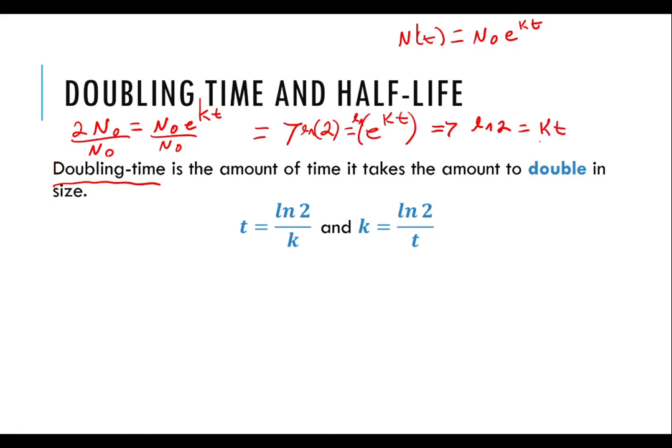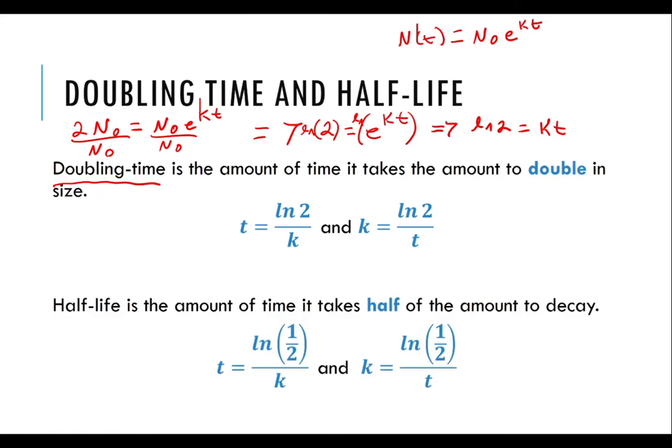Because we're looking specifically for either k or t, just divide by the one that's missing, and we get exactly these formulas. t is always equal to the natural log of 2 divided by k, or if you were looking for k, the growth rate, that's the natural log of 2 divided by t.